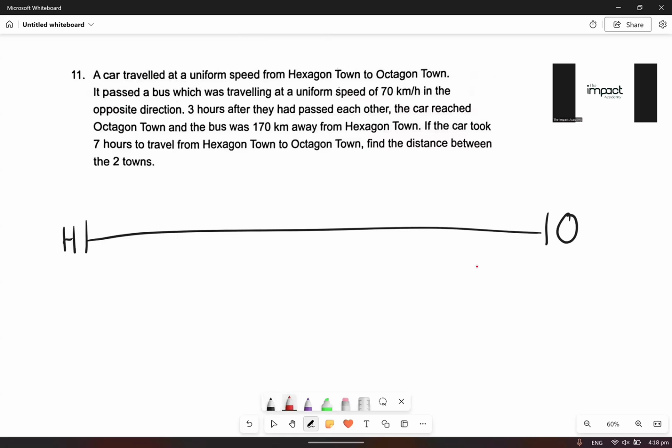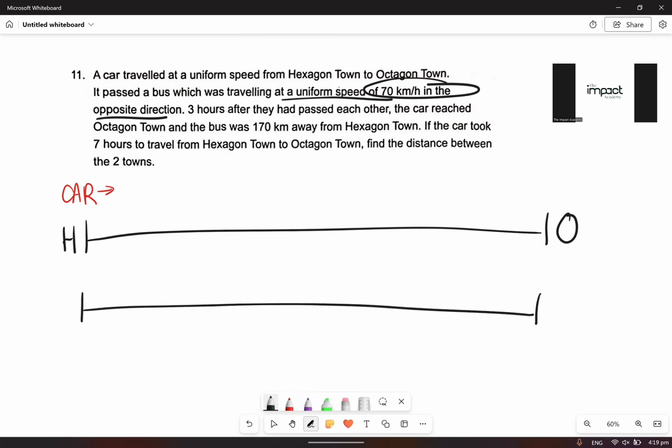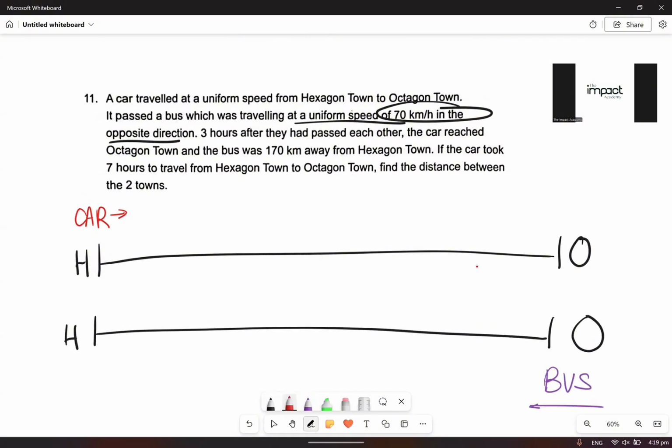Now, this is traveled by the car. Agree so far? And it passed a bus which was traveling at a uniform speed of 70 kilometers per hour in the opposite direction. So there is another vehicle, a bus, which is traveling towards the car. What concept is this? It's called a meet-up concept. Am I making sense?